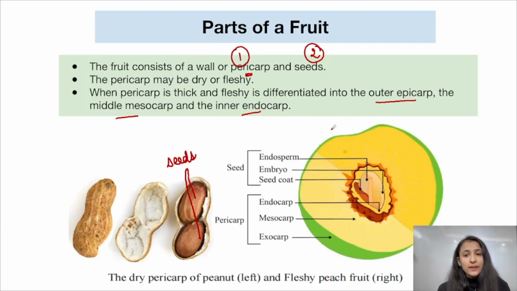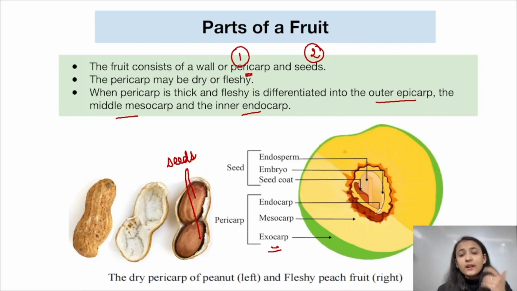Okay, but in case of a peach fruit, which is a fleshy fruit, the pericarp is thick. Okay, here the pericarp was very thin, but here it is thick. And since it is thick, we can differentiate it into various layers. So the outermost layer is the exocarp, which is also known as the epicarp. Okay, you can call it epicarp, you can call it exocarp. Then the middle layer, this is the major portion which we consume when we eat a fruit. So this middle fleshy portion is the mesocarp. Okay, and the inner portion which just covers the seed is the endocarp.